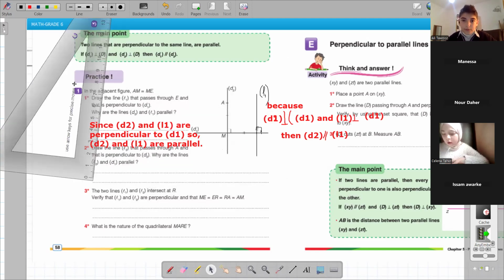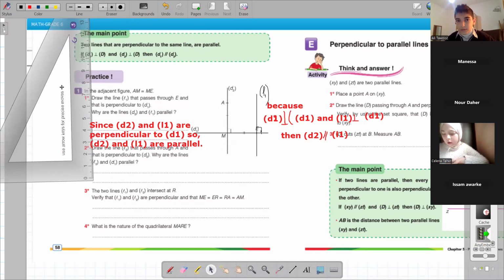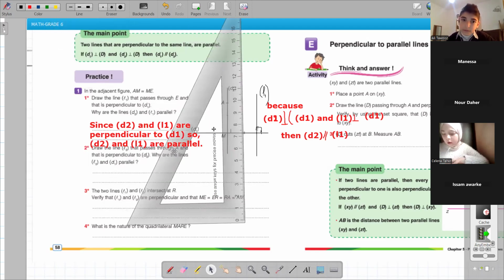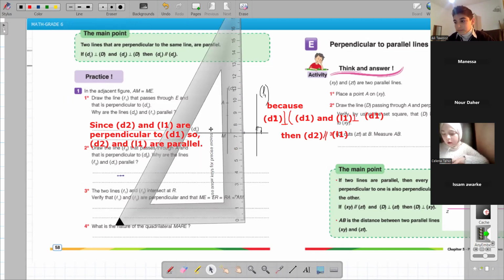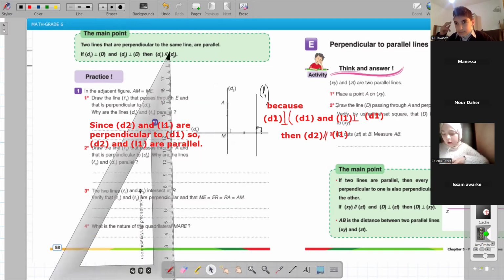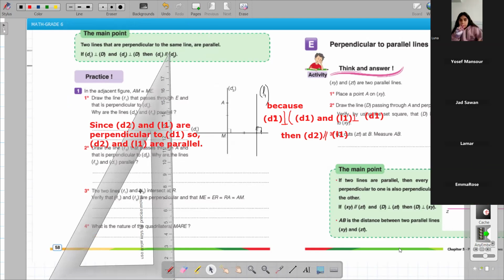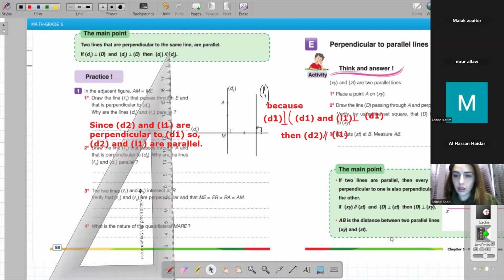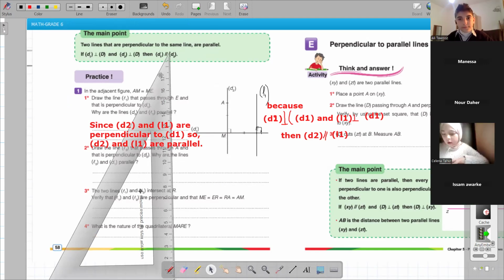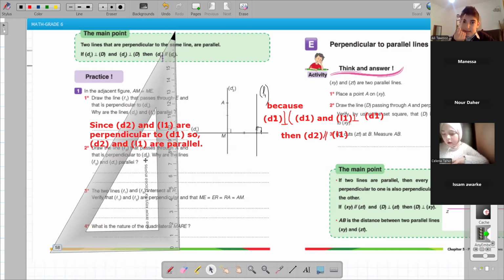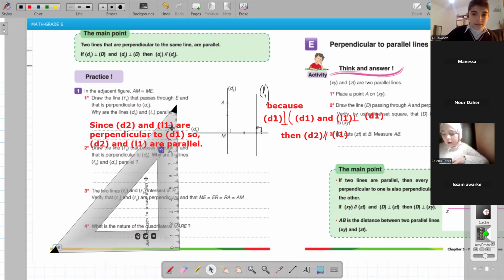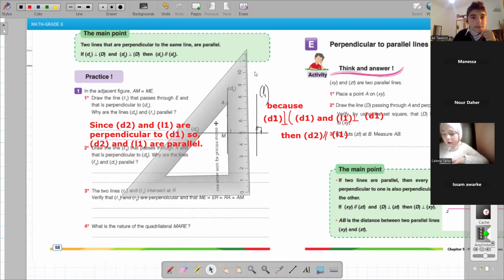Miss, the net goes. Miss, are you hearing me? Yes, I'm hearing you. What is it? Miss, you can't hear me? Ali, can you hear me? Yes, I hear you. So Selena maybe has something wrong with her internet.